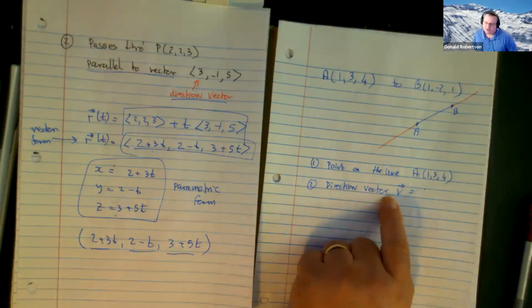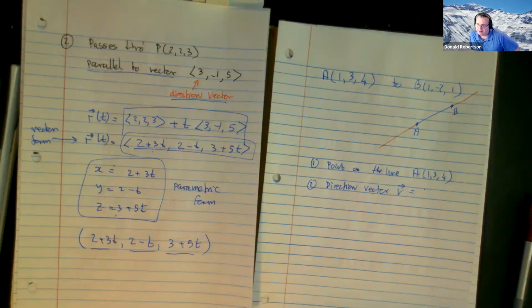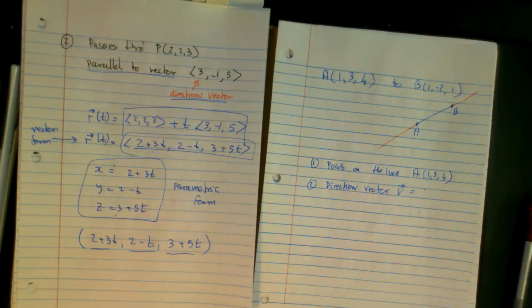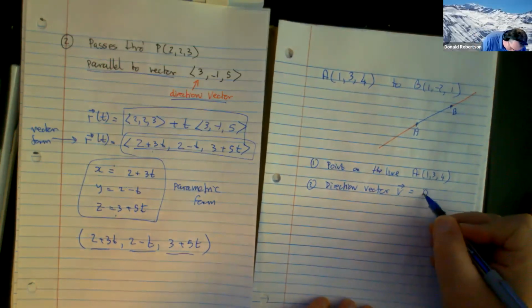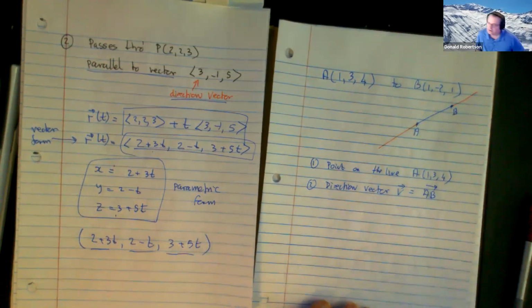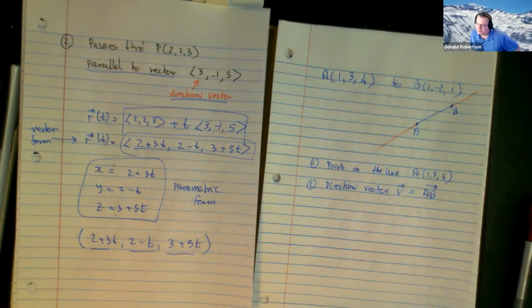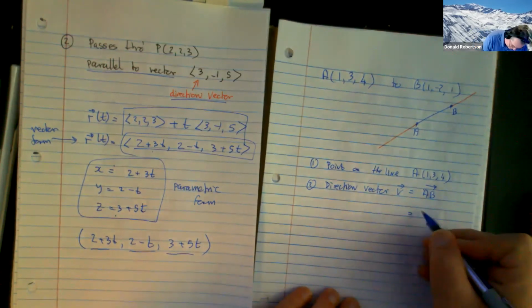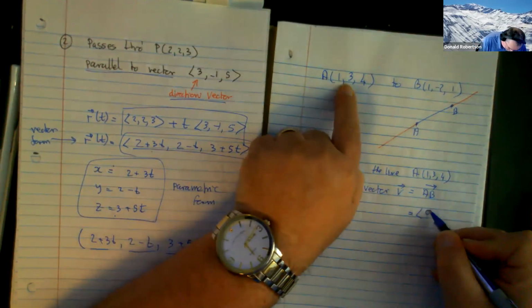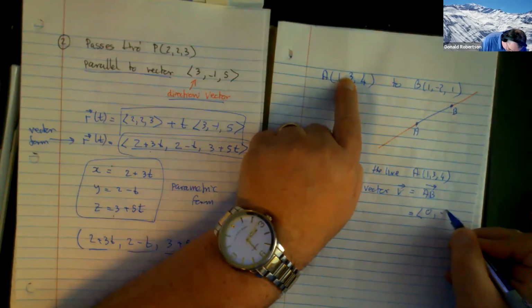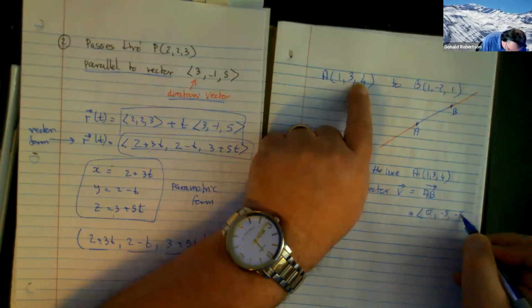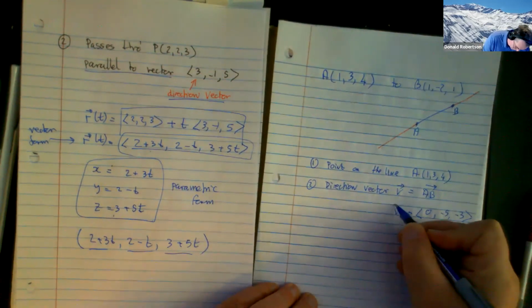Now the direction vector, right? Don't I need a direction for this line to travel? What do you think the direction vector is going to be? That's the second one, subtract the first one, right? Yeah, so I'm going to find the vector AB. Does that make sense? Second one, take away the first one, right? And that's going to be 1 take away 1 is 0, -2 take away 3, and 1 take away 4. So there is my direction vector.